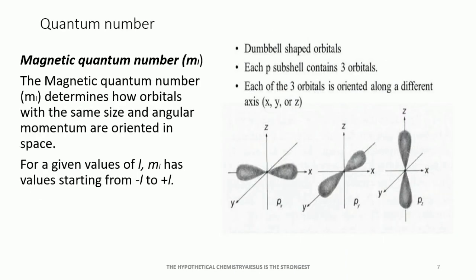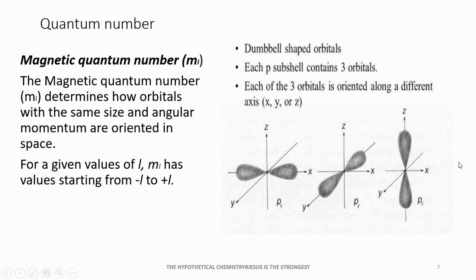The magnetic quantum number. The magnetic quantum number determines how orbitals with the same size and angular momentum are oriented in space. That is the arrangement of the same orbital, in other words, degenerate orbitals. We're talking about orbitals of the same energy level, and how they are oriented in space. For a given value of the angular momentum quantum number, the magnetic quantum number has a value starting from the negative value of the angular momentum quantum number to the positive value of that angular momentum quantum number in question.